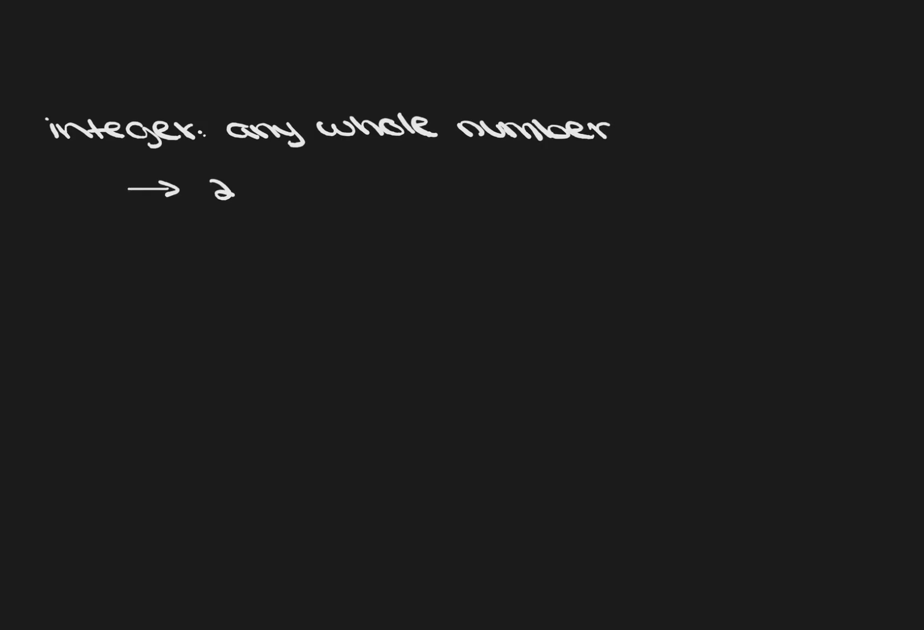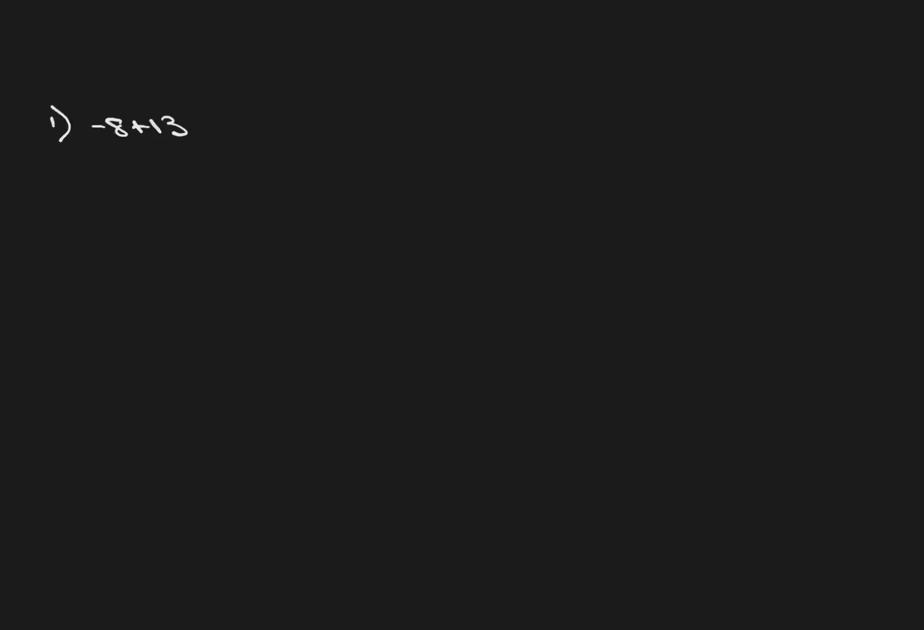Now let's go over adding and subtracting integers. But before we do that, we need to define what an integer is. An integer is any whole number. This means the numbers 2 or 3 are integers, while numbers like 2/3 or 1.23 are not. Now that we know what an integer is, let's move on to adding and subtracting them.